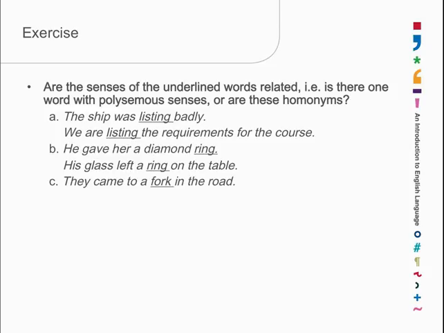They came to a fork in the road. Right, the road divided. It was one road and then there were two roads. Fork beside a knife, is that? Yes, it probably is, but it's a bit more distant than ring and ring.